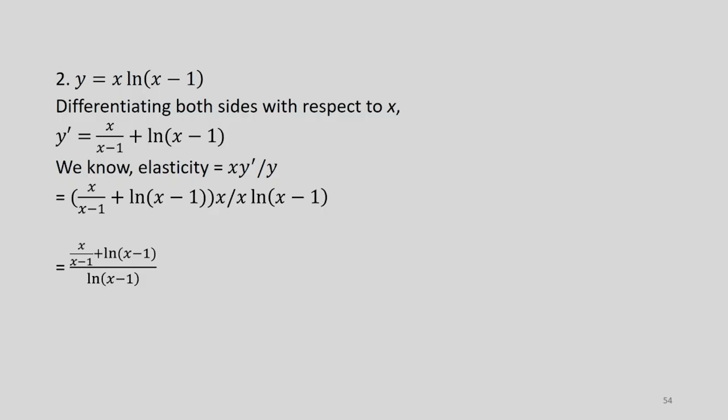Here is the second problem. Once again I have to find out the elasticity, and again I am going to take the help of this form, x multiplied by y dash divided by y. So, I have to find out what is y dashed. That is easily found out by differentiating y with respect to x.